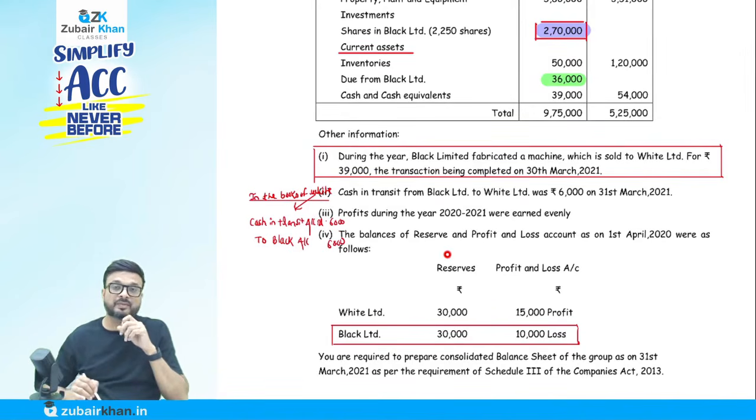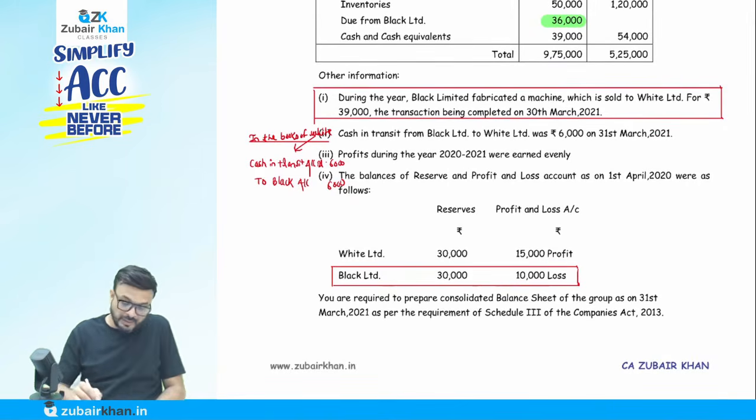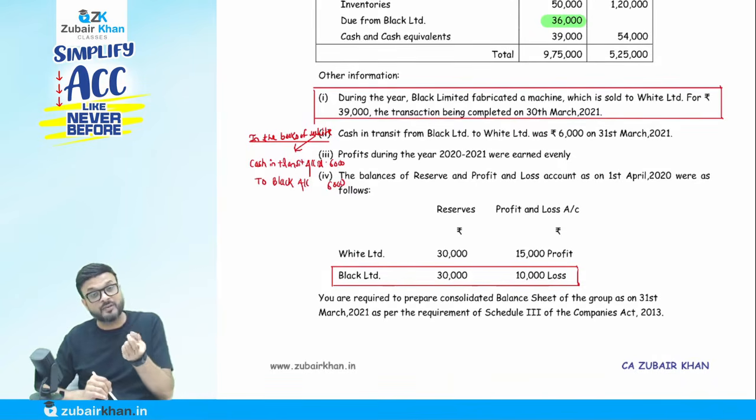The balance of reserve and the profit and loss account as on 1st of April 2020 were as follows. Now they give us the opening balance of both the holding company and the subsidiary company, reserve and surplus. So the holding company is White Limited. For White Limited, this information is irrelevant for us. Why? Because we have to analyze the profit of the subsidiary company, not the holding company.